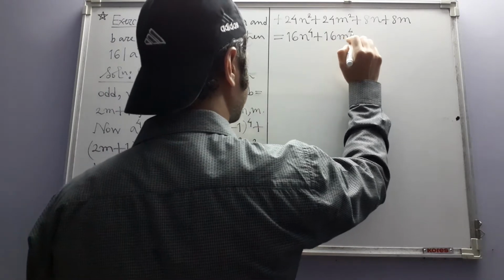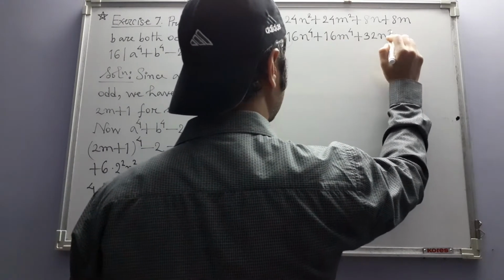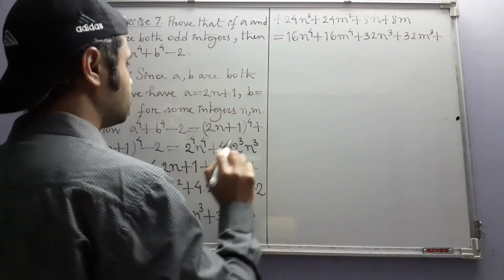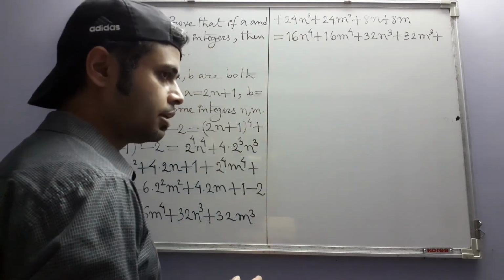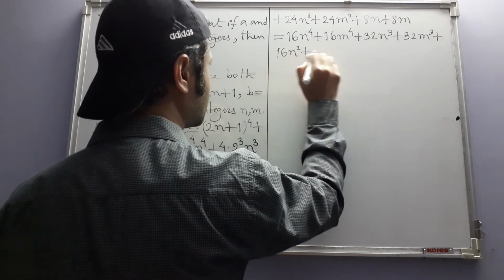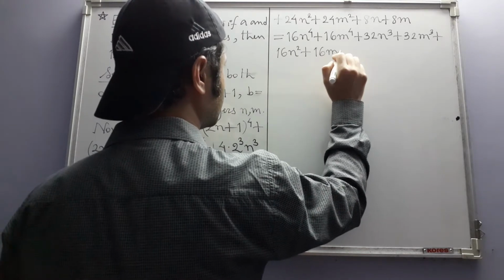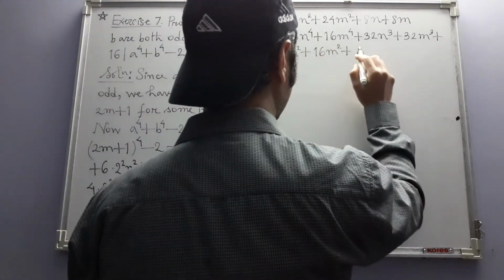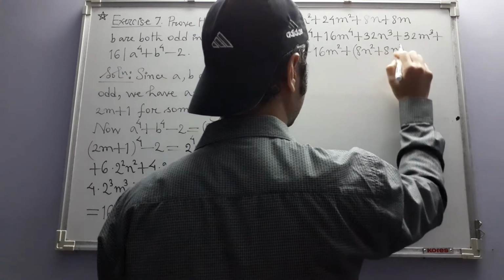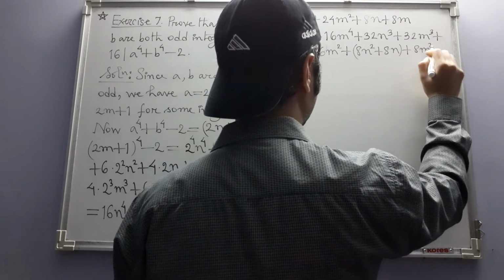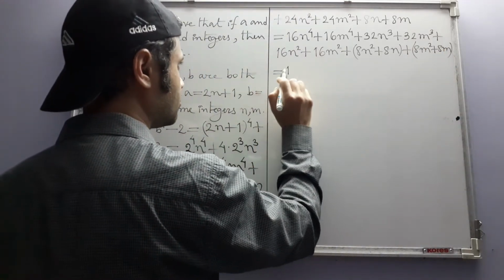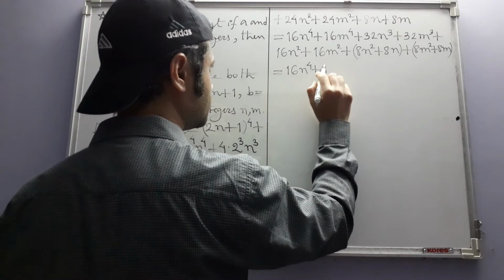Plus 16 m to the power 4 plus 32 n cube plus 32 m cube plus, here what we do, we write 24 as 16 plus 8, so 16 n square plus 8n square, and here also 16 m square plus 8m square plus 8m. So the expression now becomes this.